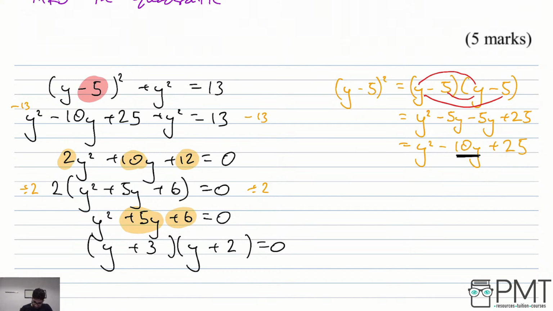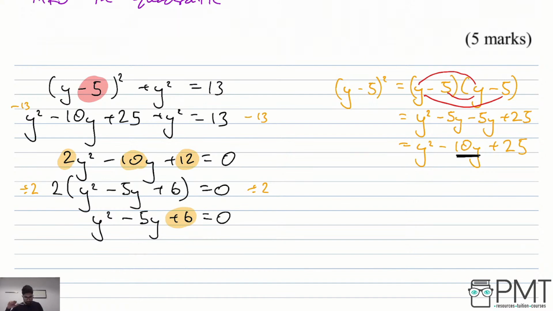Okay, let me fix this. So everything is negative actually. The 10y's are negative, so this is negative, this is negative. Okay, sorry about that. Let me erase this. So instead of a plus 5y, we have got minus 5y.